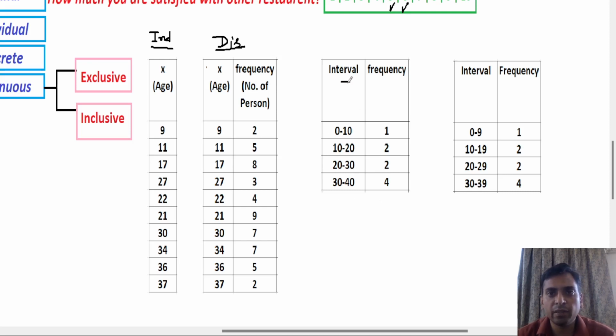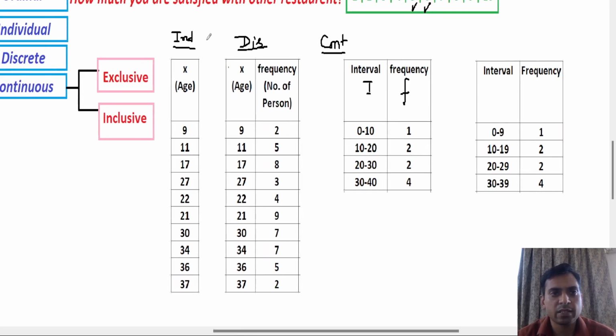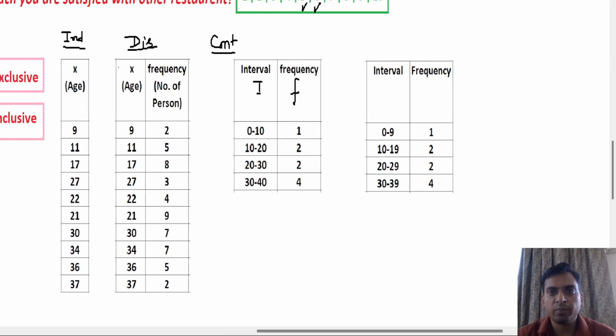First is an interval and second is frequency. Then this is considered as continuous type of data. Now in continuous there are 2 categories. First is exclusive, second is inclusive. So we have 2 data sets. This first is exclusive and second is inclusive. Now why is this first exclusive, why is this second inclusive?